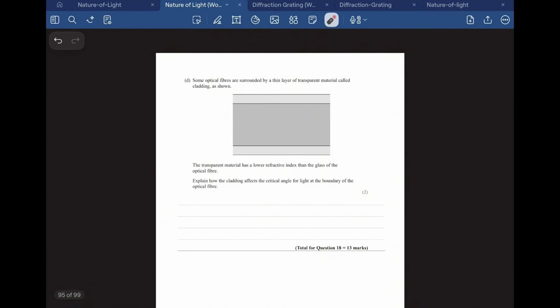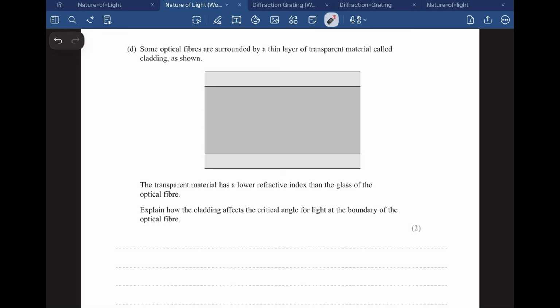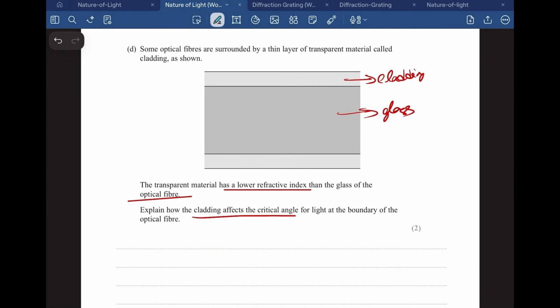Now moving on to the next question. It says some optical fibers are surrounded by a thin layer of transparent material called cladding, as shown. So this is my cladding and this was the glass. The transparent material has a lower refractive index than the glass of the optical fiber. Explain how the cladding affects the critical angle for the light at the boundary of the optical fiber.